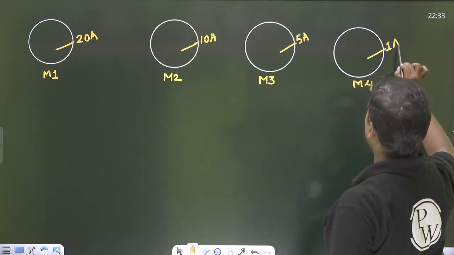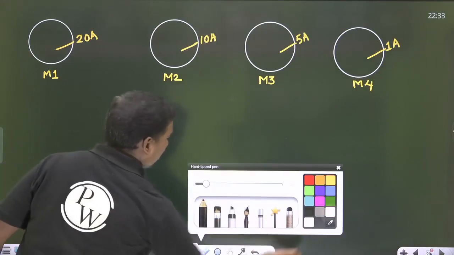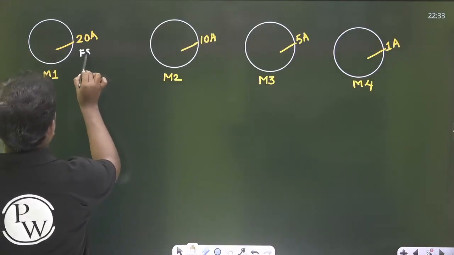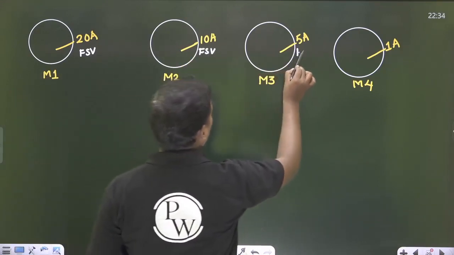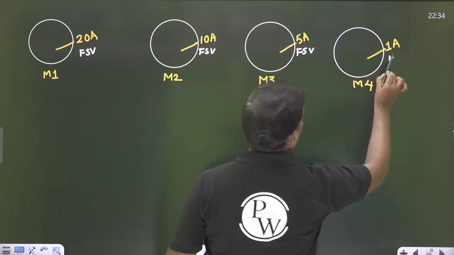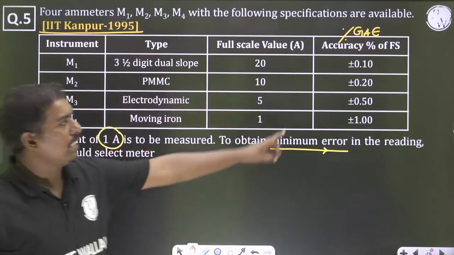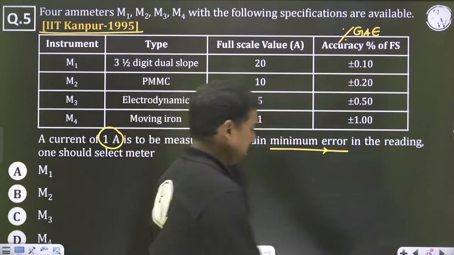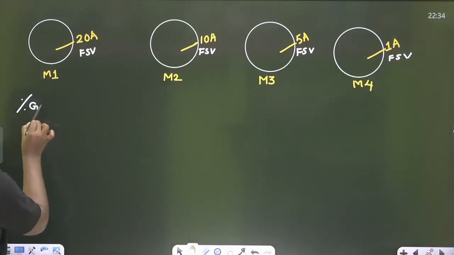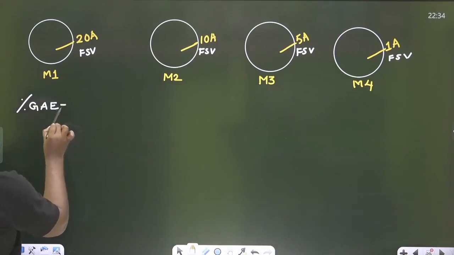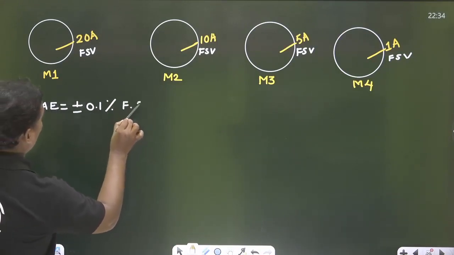Last instrument full scale value. So this is the full scale value, so we can take it as the scale value. Now, the first instrument's guaranteed accuracy is how much? 0.1%. The guaranteed accuracy is plus or minus 0.1 percentage of full scale value.